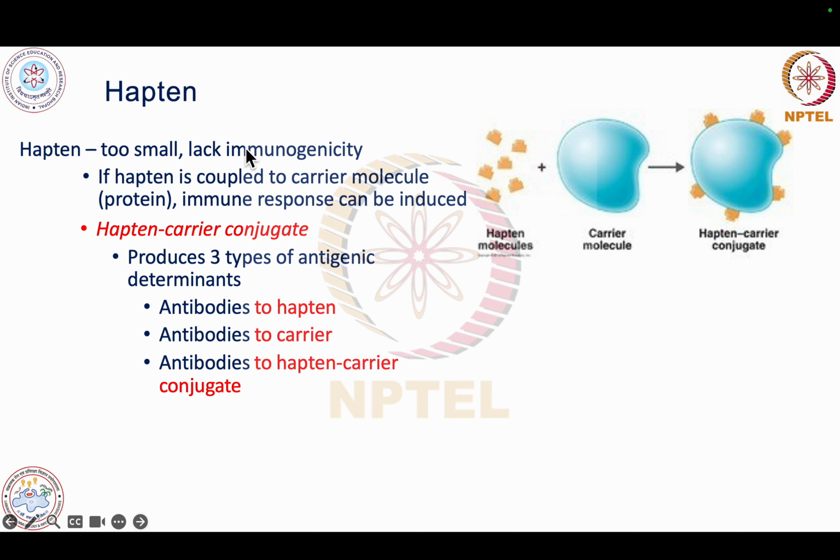Hapten is too small and lacks immunogenicity. These are hapten molecules. If you add some carrier molecule, the size gets bigger. So if a hapten is coupled with some carrier molecule, an immune response can be induced against this hapten. This is called a hapten carrier conjugate. It produces three types of antigenic determinants: antibodies to hapten, antibodies to carrier, and antibodies to hapten carrier conjugate.